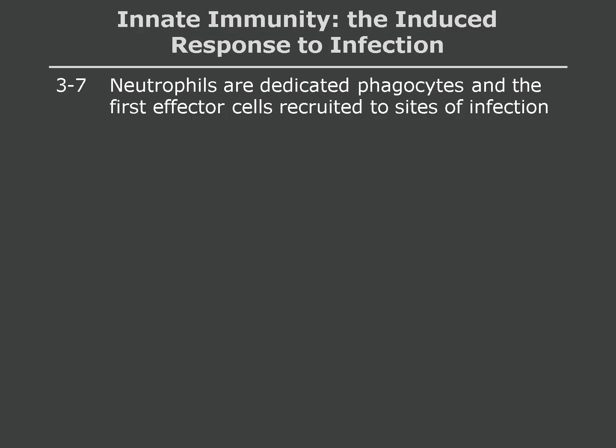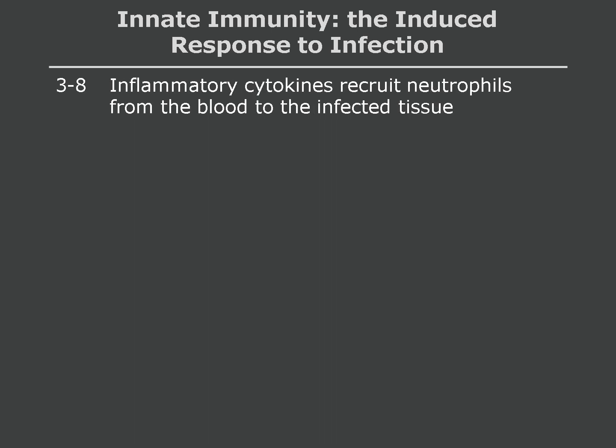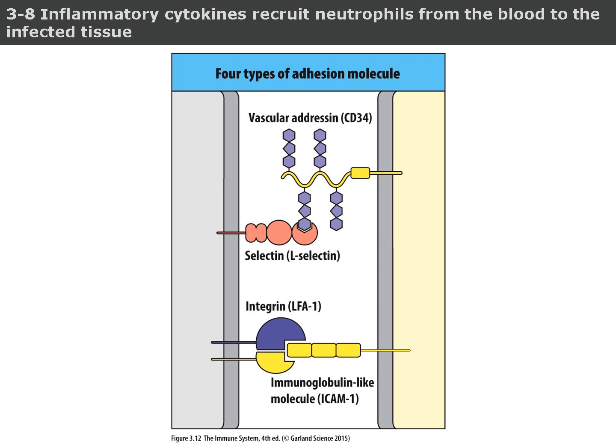Neutrophils are dedicated phagocytes, and the first effector cells recruited to sites of infection. Inflammatory cytokines recruit neutrophils from the blood to the infected tissue. This image illustrates how inflammatory signaling molecules help bring neutrophils, a type of white blood cell, from the bloodstream into infected tissues. To do this, the neutrophils must attach to and pass through the blood vessel wall.